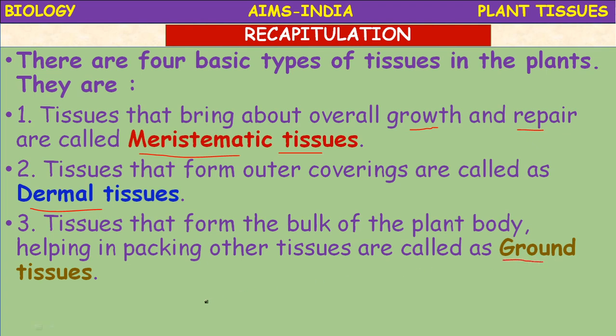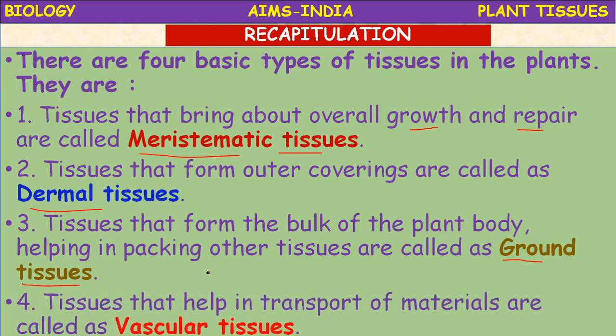We have seen the cross section of the dicot stem. Once again we are going to see the tissue that helps in transport of materials are called vascular tissues. What are the four major types of tissues? Meristematic tissue, dermal tissue, ground tissue and vascular tissue. And we discussed in detail about the meristematic tissue in the last class.